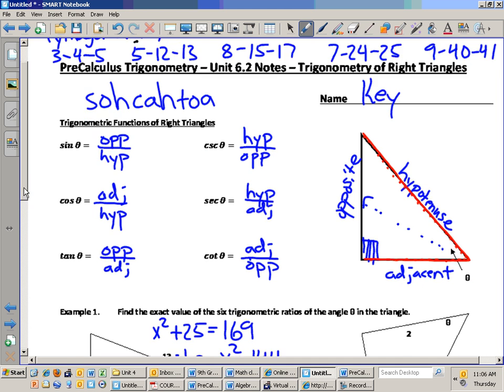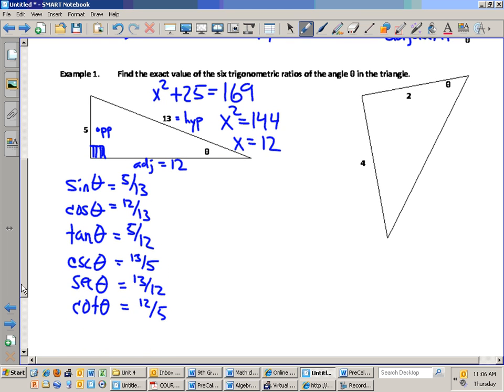Very good. So we move to a different scenario here. It's just find the exact value of 6 trig ratios given this. So now I have 2 and 4. How do I find the hypotenuse? Pythagorean theorem. 2 squared plus 4 squared is equal to c squared. So 4 plus 16 is c squared.